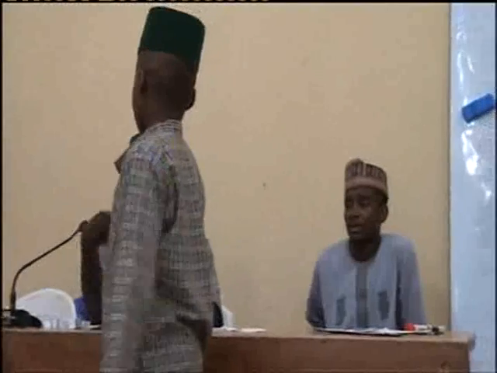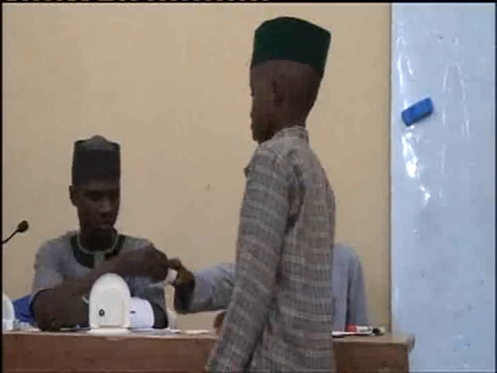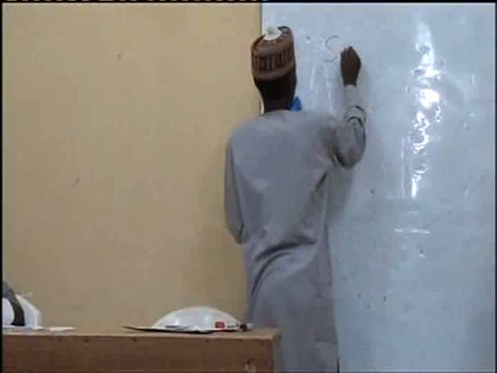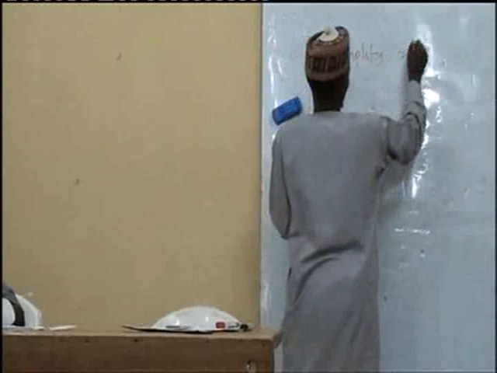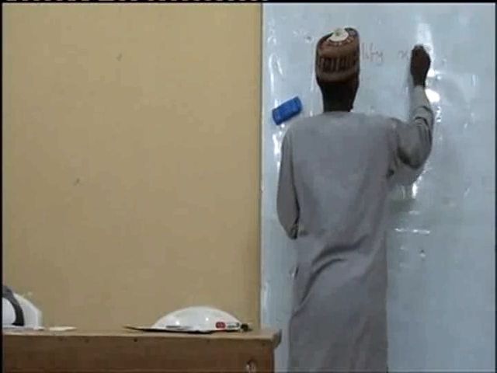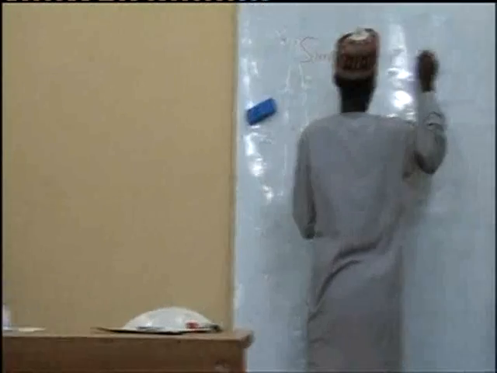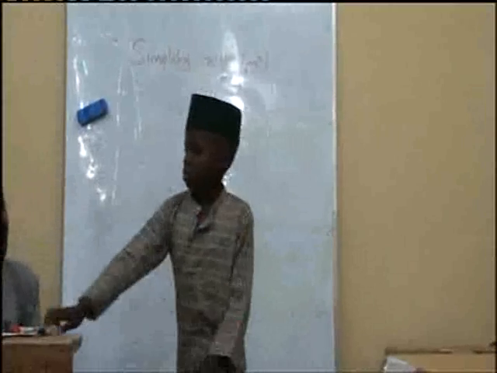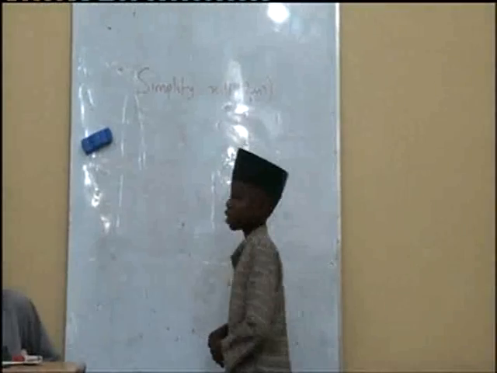The first group have chosen a very interesting question. Take the black marker. The question is simplify x into 1 minus 2y square. It's a simplification. So that's the question given to the group 1 member, from Abubakar Mahmoud Gumi's house.